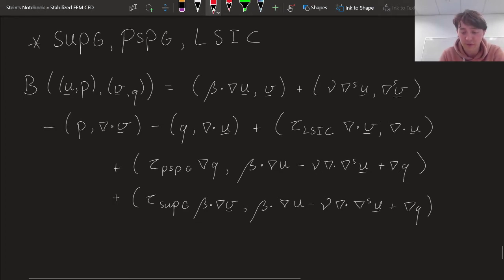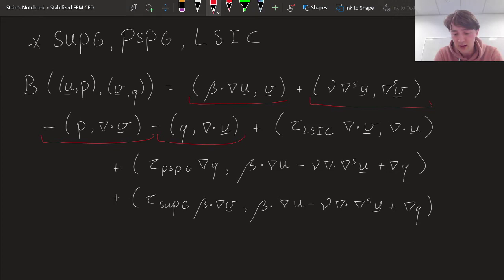We have in the first 1, 2, 3, 4 terms our regular Oseen equation. We have an advective term, we have our diffusive term, we have our pressure term, we have our incompressibility constraint. Those are the Oseen equation together, and then we have our stabilized method for the divergences of u and v, that was the least squares incompressibility constraint.